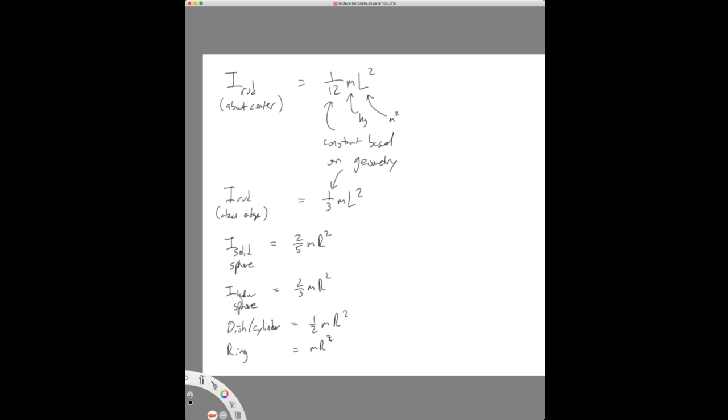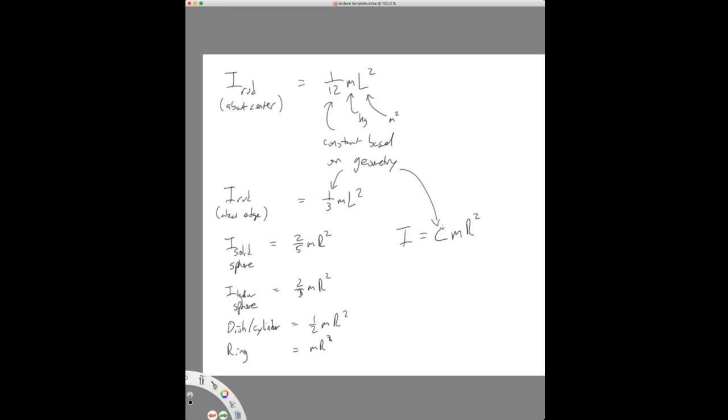So hopefully you can see a pattern here. The pattern is moment of inertia is always equal to some constant times the mass times either the length or radius squared, something about the size of the object. It always looks something like this. And that constant is geometric. It has to do with the shape. If it's a solid sphere, that constant is 2/5. If the sphere is hollow, it's 2/3. If it's a disk, it's 1/2. If it's a ring, it's 1. There's sort of a 1 hiding in there.